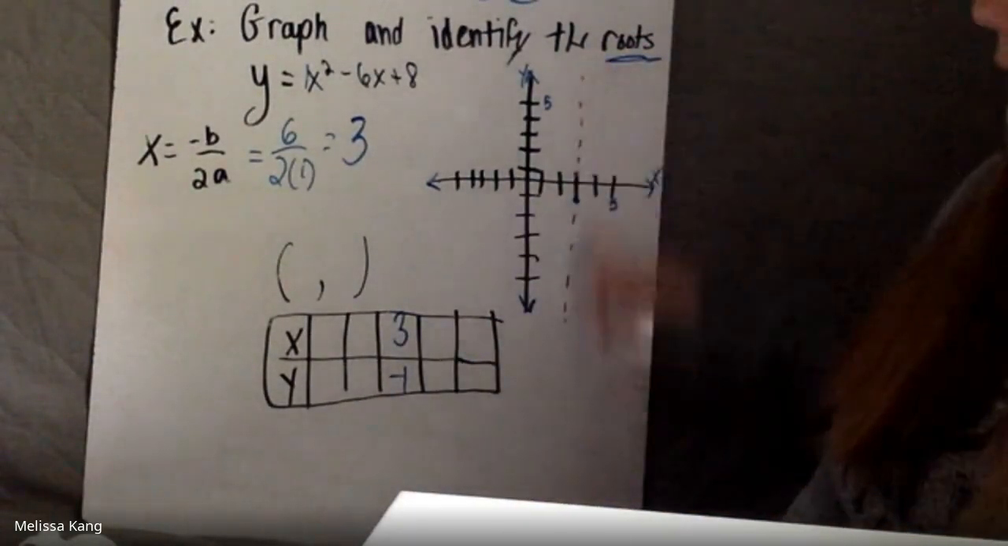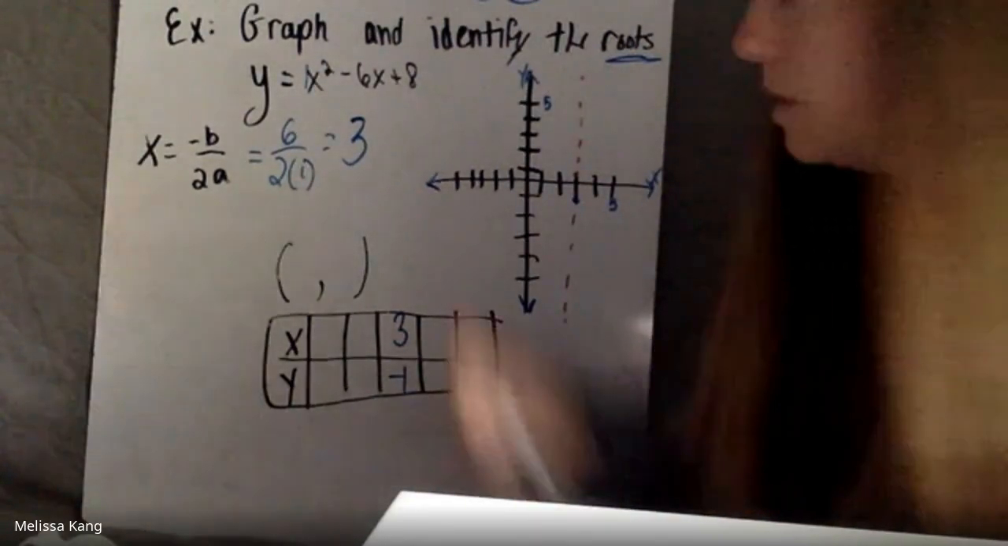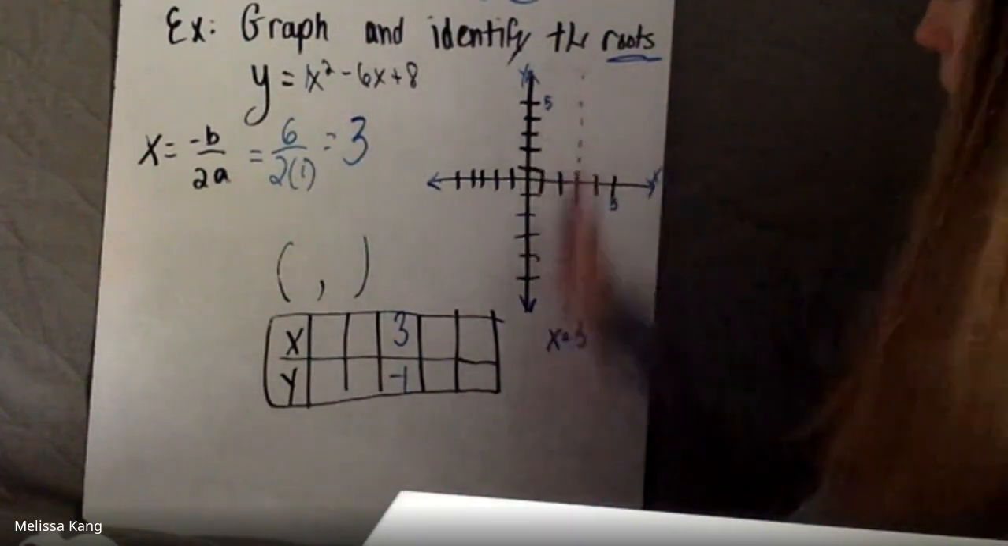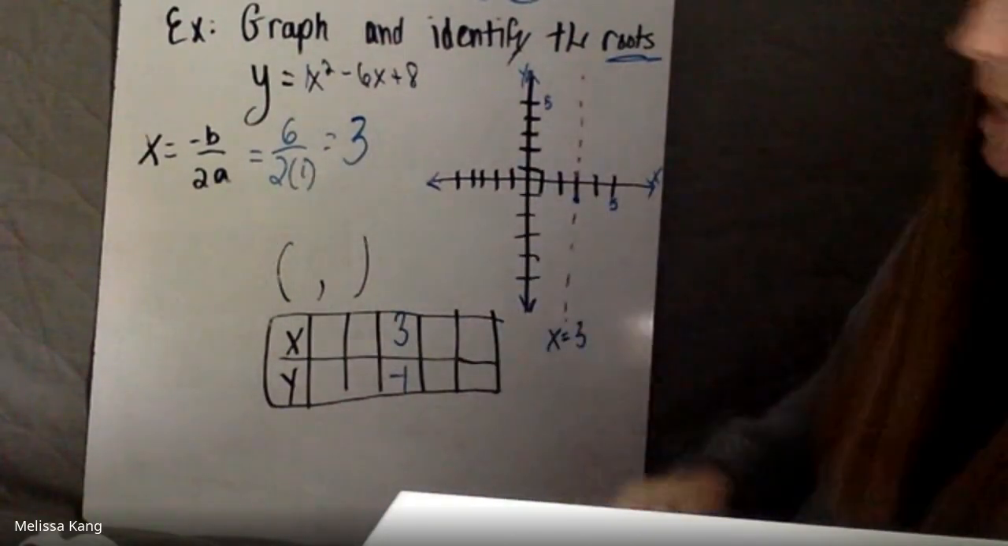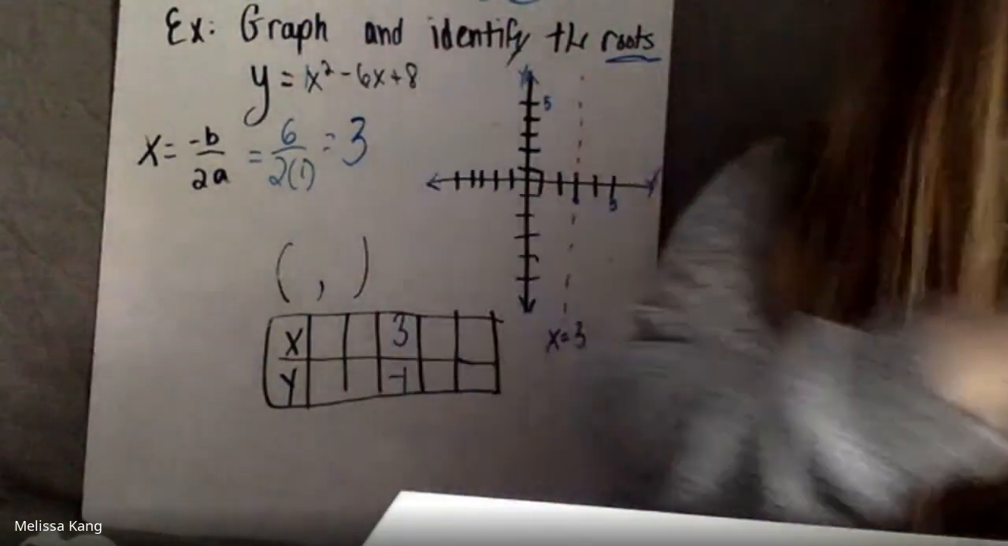So anyway, I put a dashed line here at when x equals 3, right? That vertical line, that's my axis of symmetry. So that means the parabola is somewhere around that. It splits it right in the middle. All right, let's continue on.